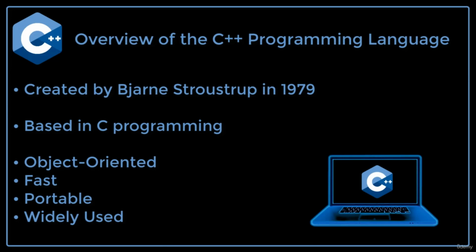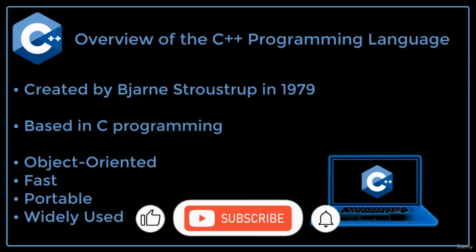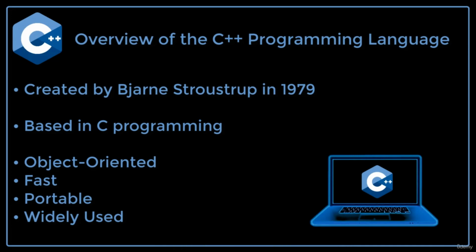C++ was created by Bjarne Stroustrup in 1979. It is based in C programming, but features classes, an object-oriented feature not supported in C. Before it was called C++, its working title was C with classes. It is a case-sensitive language, so the difference between capital and lowercase letters is important when coding in C++.